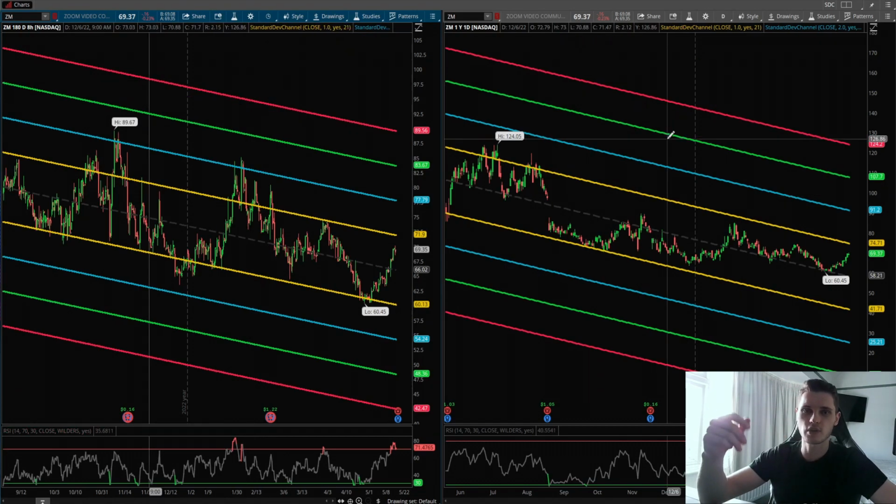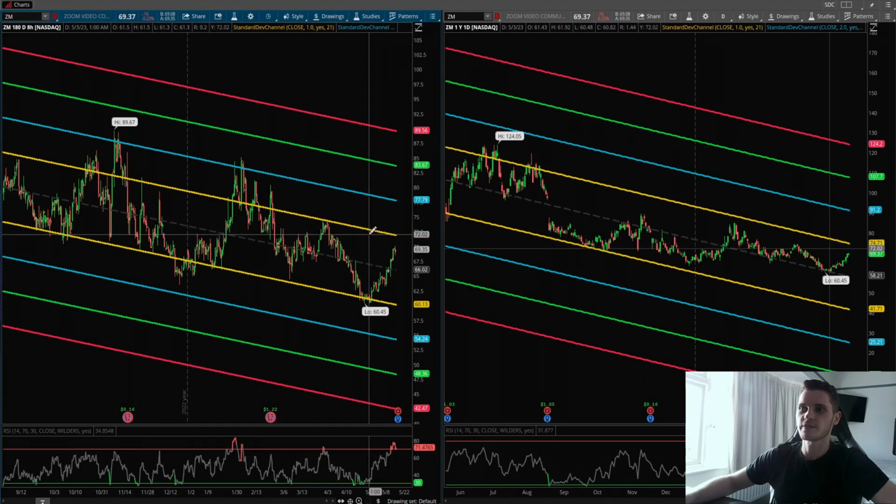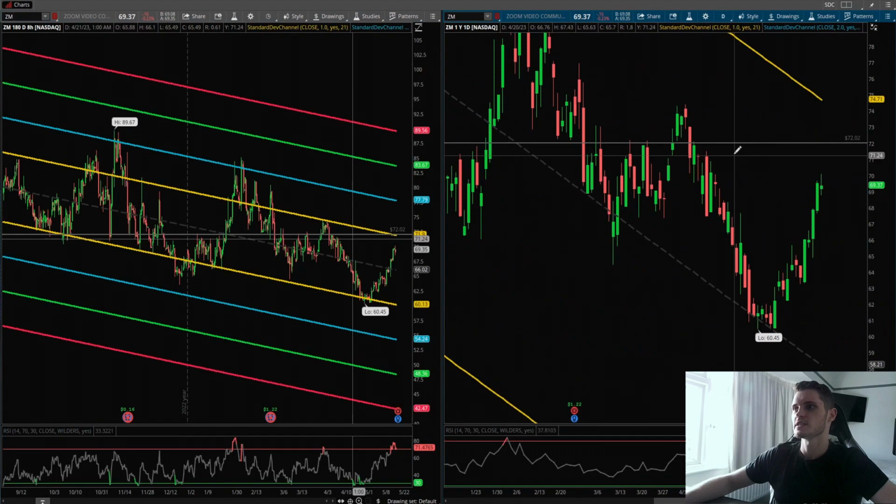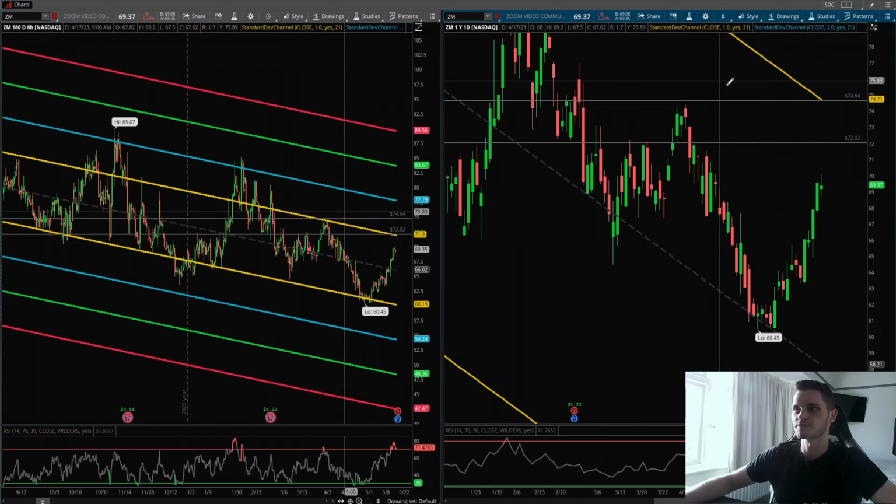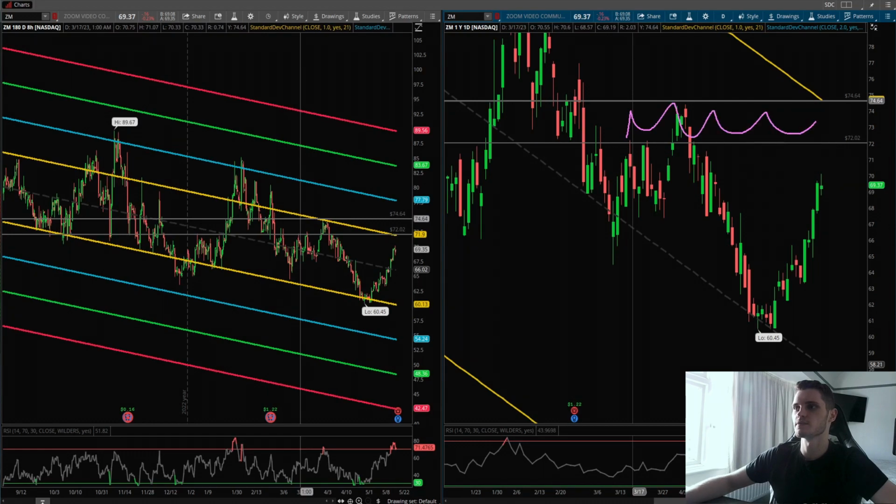Now, what are key levels I would be paying attention to then? So $72, this is our first deviation on the 6-month. $74.50 is our first deviation on the 1 year. So really this range is what I'd be paying attention to, because again, we do have our earnings coming up. We've got them in a few days from now.